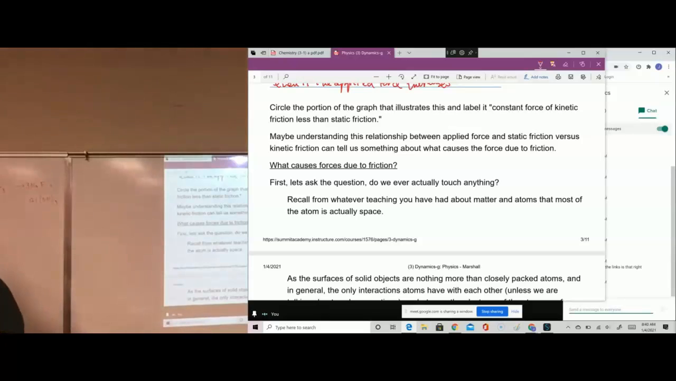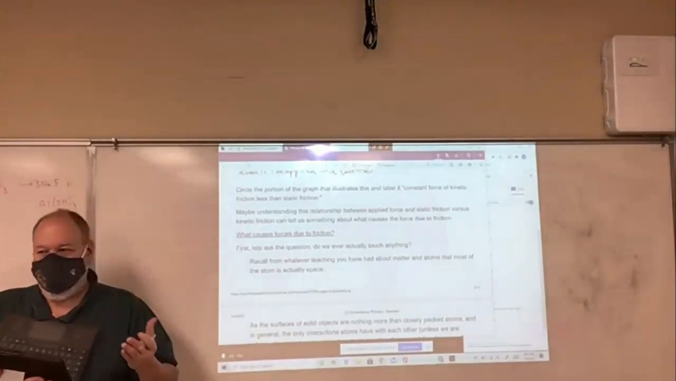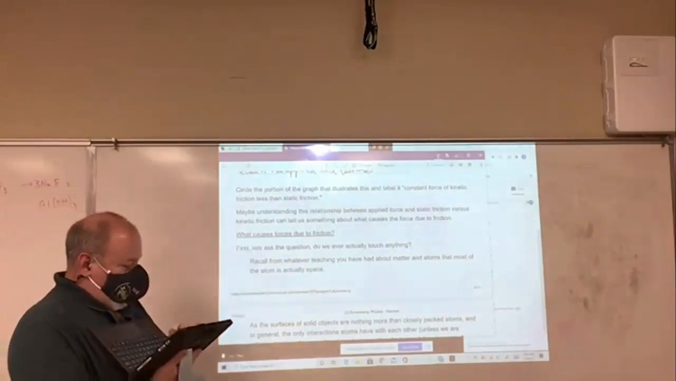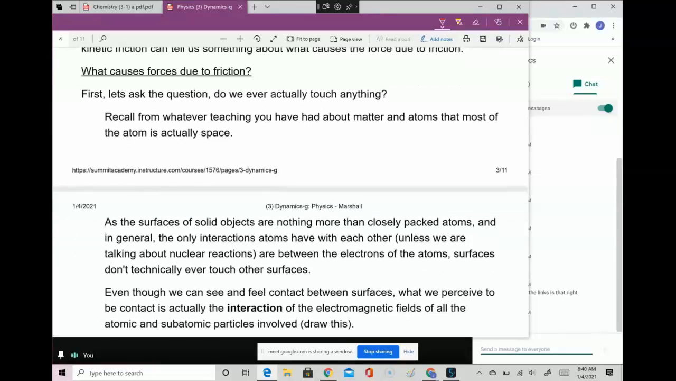And up to this point in time, your explanation would likely include something about two surfaces rubbing together and that causing one thing to slow down as far as the other one goes, right? So that's not all there is to it. So let's first ask the question, do we ever actually touch anything? Am I touching the board? Am I touching the desk? Yes and no. I guess it depends, right?